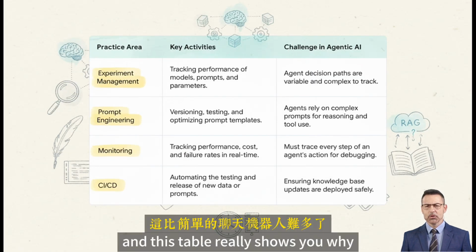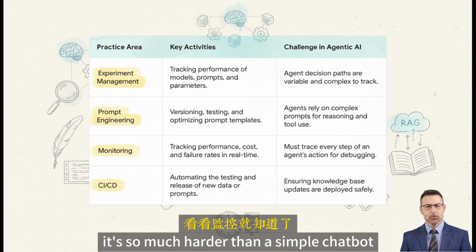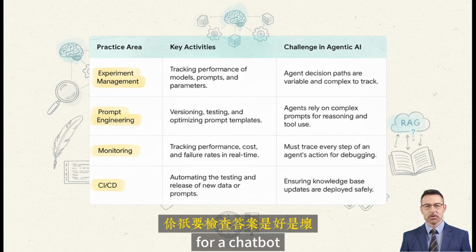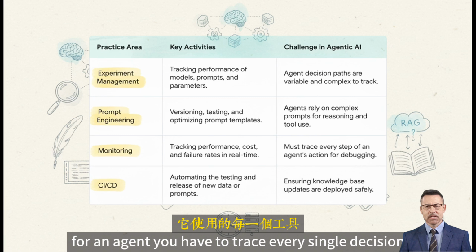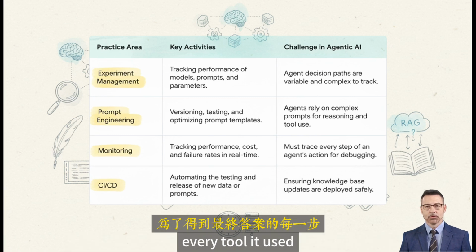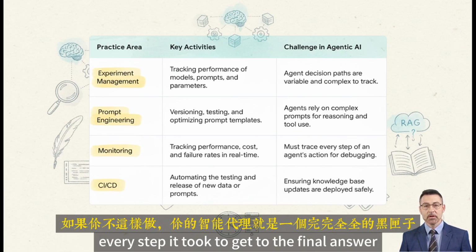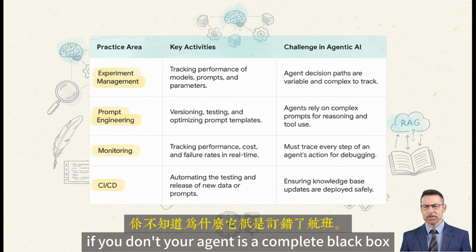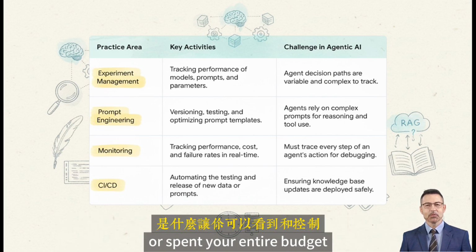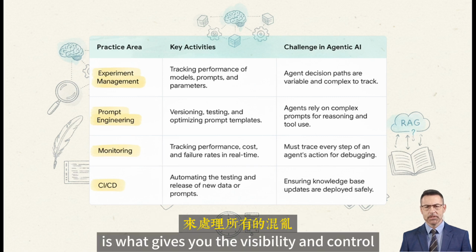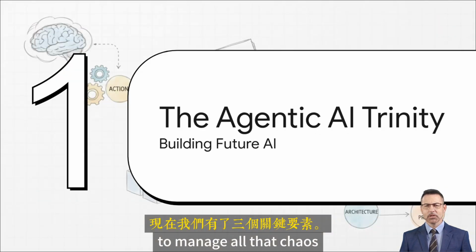And this table really shows you why it's so much harder than a simple chatbot. Just look at monitoring. For a chatbot, you just check if the answer was good or bad. For an agent, you have to trace every single decision, every tool it used, every step it took to get to the final answer. If you don't, your agent is a complete black box. You'd have no idea why it just booked the wrong flight or spent your entire budget. LLM Ops is what gives you the visibility and control to manage all that chaos.